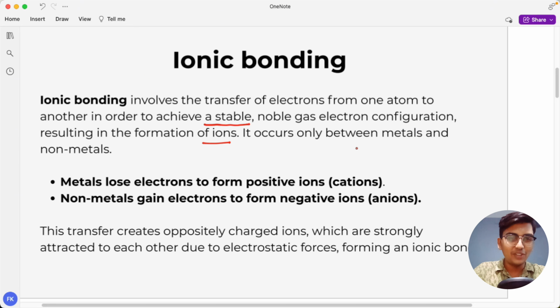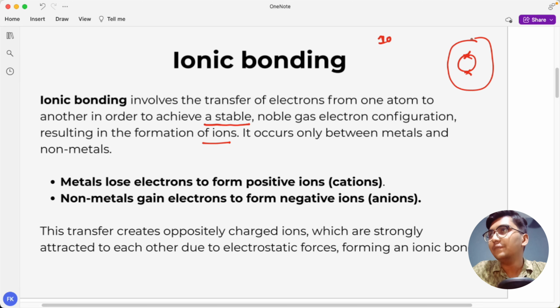So what is noble gas electron formation? In noble gas electron formation, all of the outer shells are filled. For example, neon has 10 electrons. On the first shell it has 2, and in the next shell we have 8. So as you can see, it doesn't have to lose or gain electrons, so it has a stable electronic configuration.